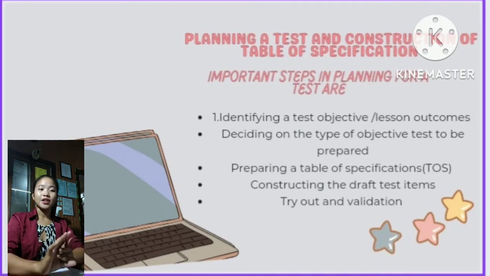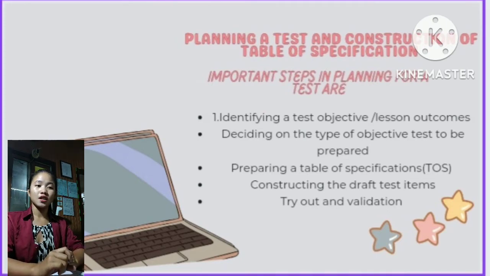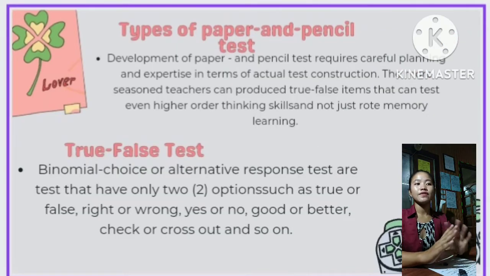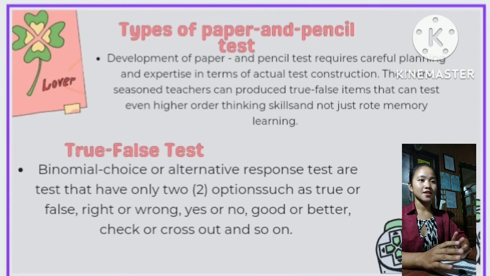Third, preparing a table of specifications. Fourth, constructing draft test items. Next is tryout and validation. Next, the types of paper and pencil test. Development of paper and pencil test requires careful planning and expertise in terms of actual test construction.